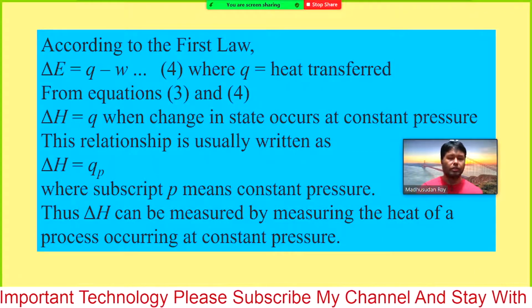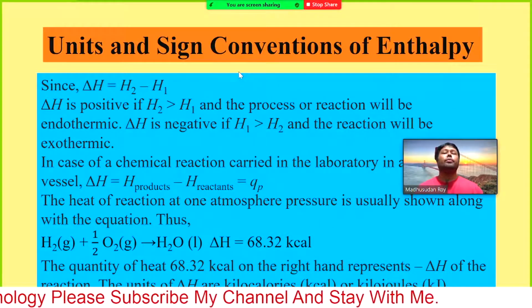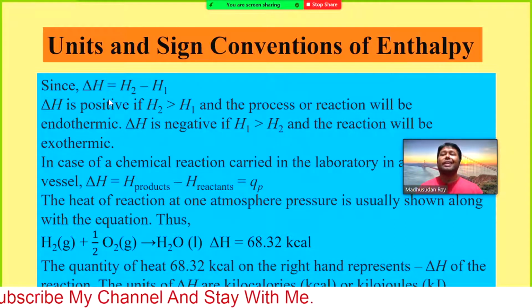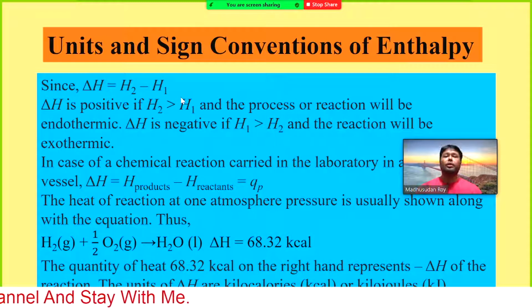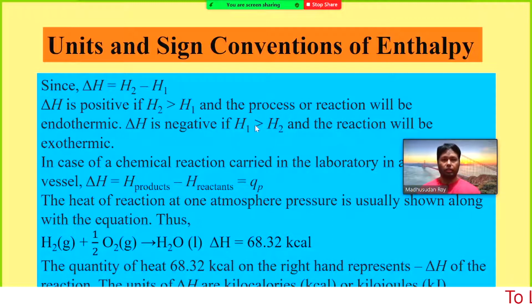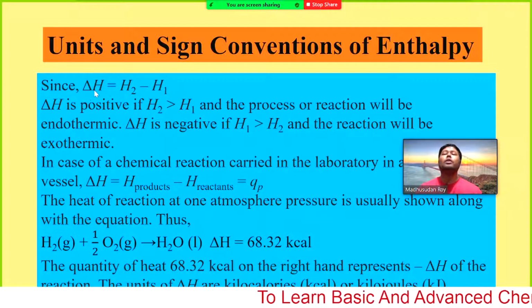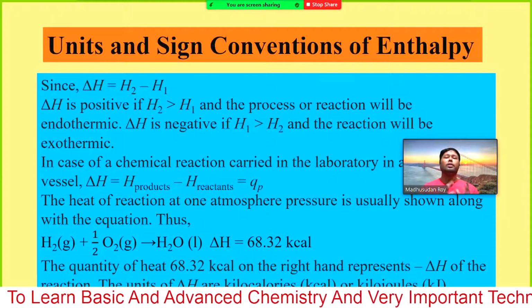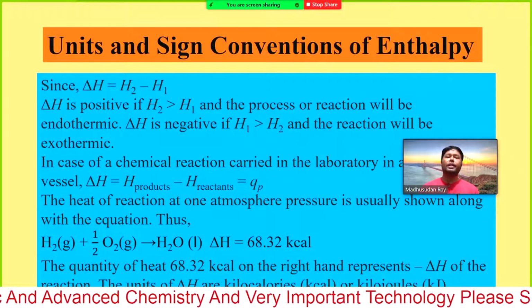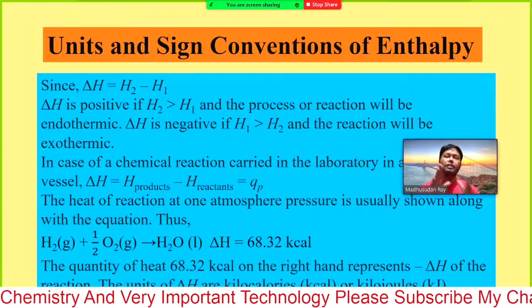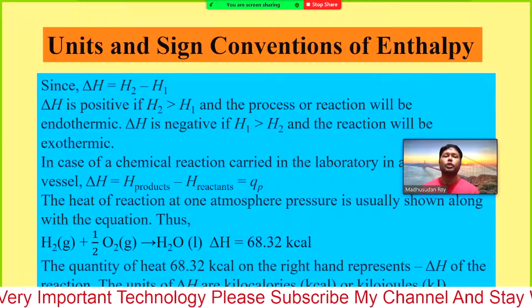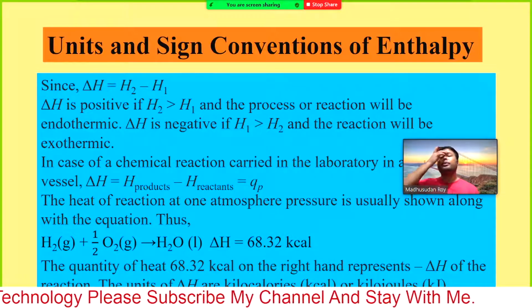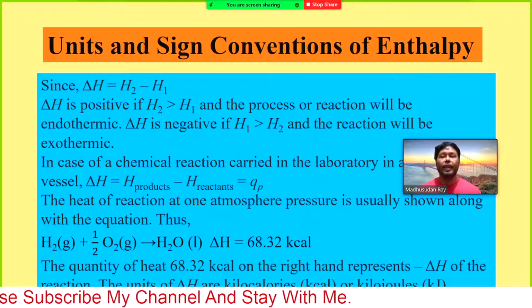Okay, still not started, but they gave units and sign conventions of enthalpy. Since delta H equal H2 minus H1, what is the sign and the units for this term, enthalpy? If you need to find out any difference, final minus initial, just subtract. If you find any displacement, it is initial position to final position. Similarly we are counting the change in enthalpy, just H2 minus H1.